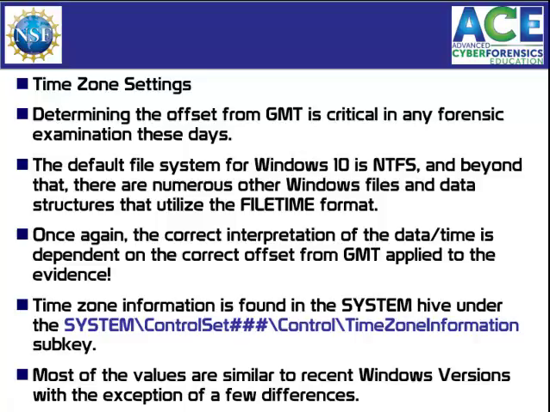The time zone information is found in the system hive, and it's under the system control set followed by a number, and we'll cover that in a minute, control, and then time zone information subkey. Most of the values are similar to Windows versions of late, from Vista onward mainly, with the exception of a few new enhancements here and there.